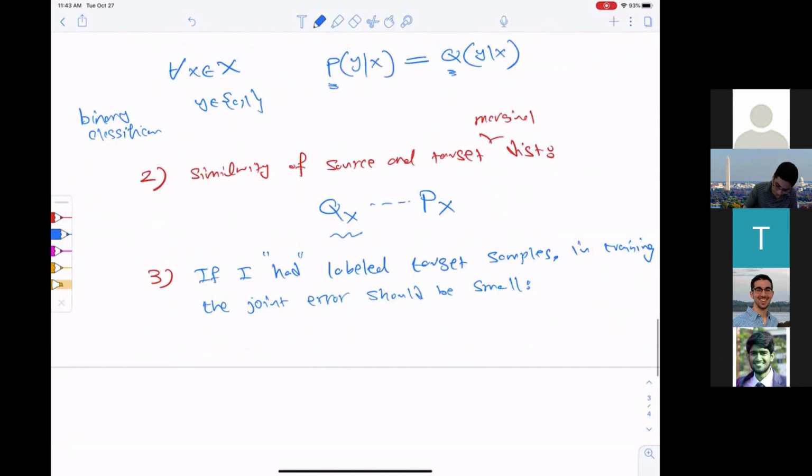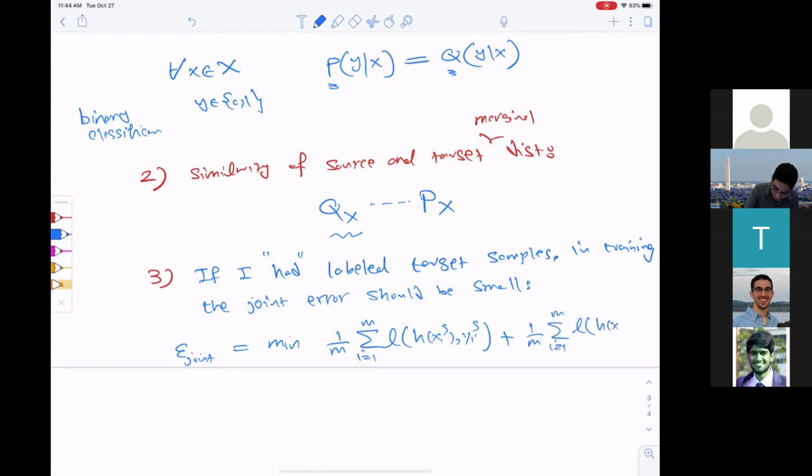Right, so what do I mean by the joint error? If you have labeled samples from your source, you have M samples, and you are minimizing the loss for those samples. But now let's say you have labeled target samples. You don't in practice, but let's say you have, then you put them together in one joint big ERM, and you hope that this error is small.